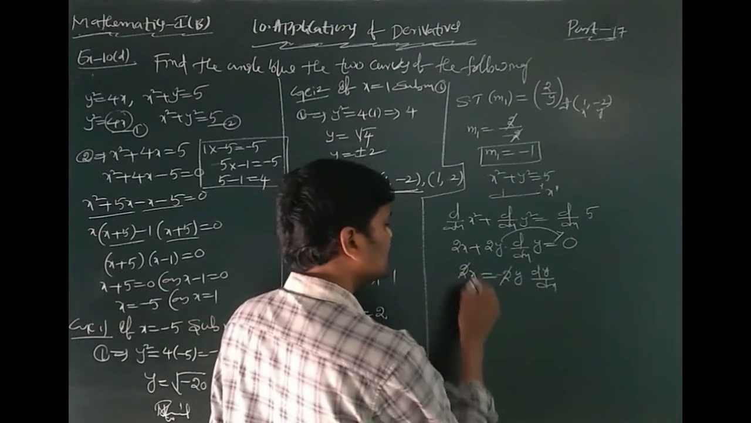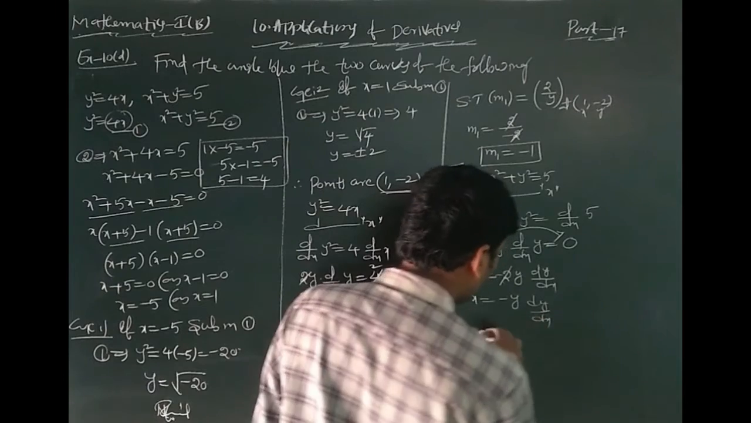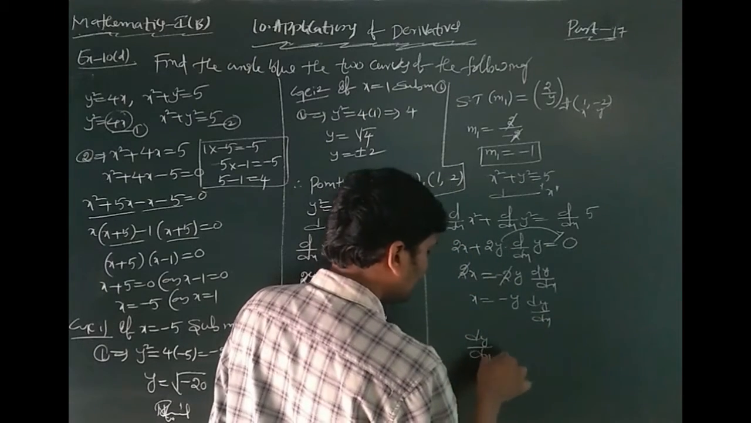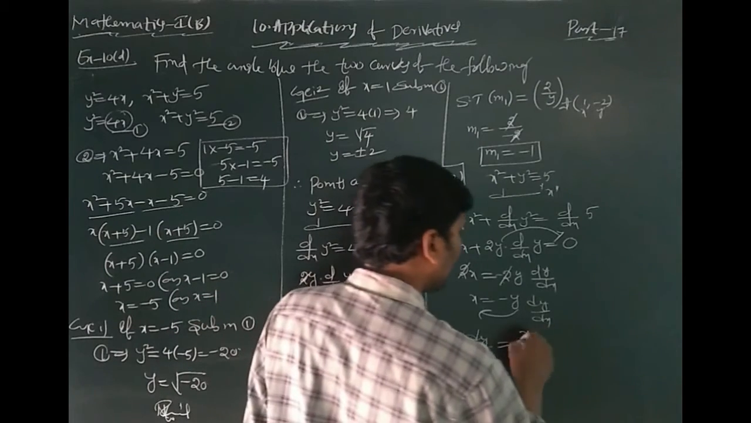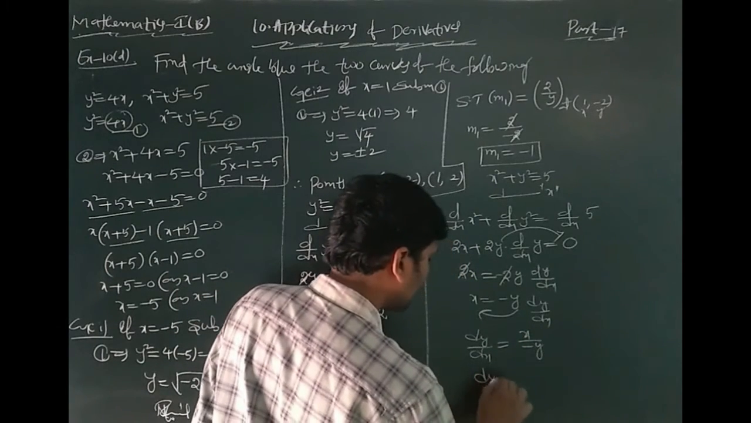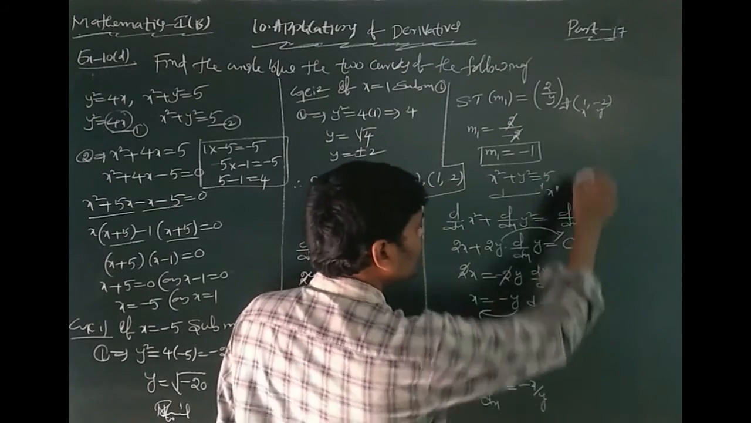Here 2 gets cancelled. x is equal to minus y into dy by dx. You can write dy by dx equal to what? dy by dx equal, you can write this value here. You get x by minus y. x by minus y, you can write dy by dx equal to minus x by y.